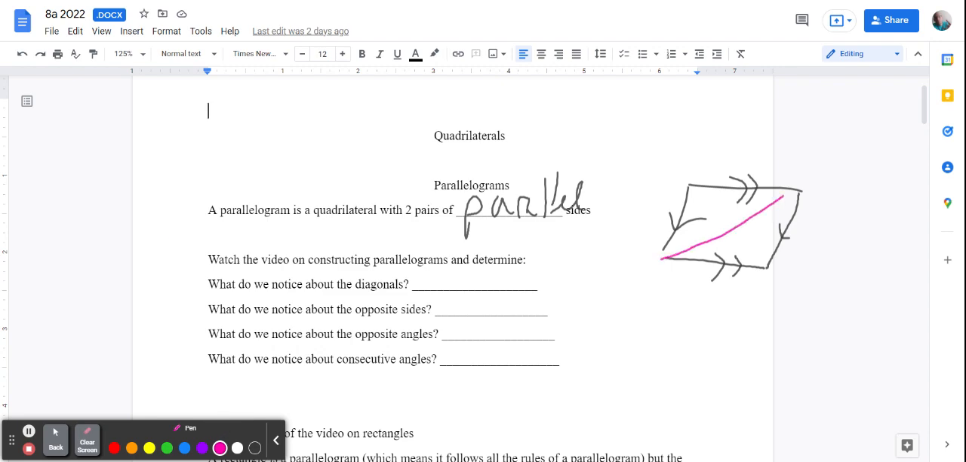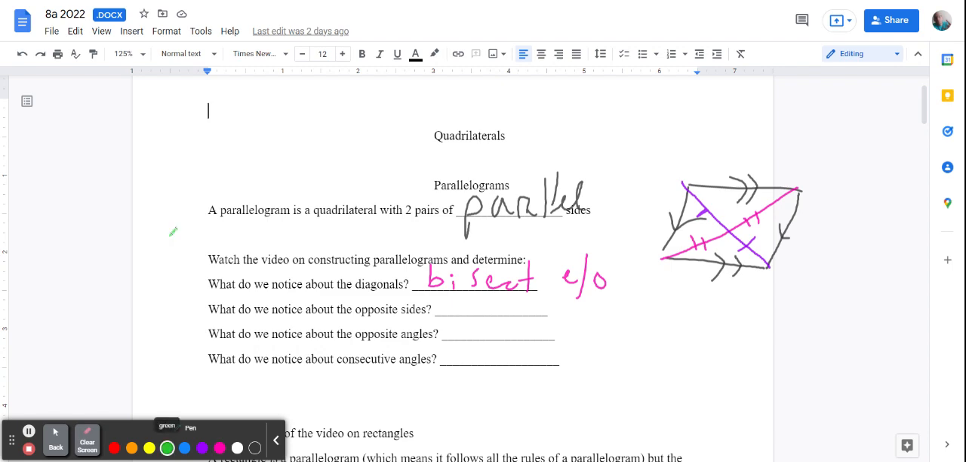In the other 8A video, we should notice a couple things. One is these two lines, this pink and purple line right here that I'm drawing, are the diagonals of a parallelogram. And what we should notice about the diagonals of a parallelogram is that they get split in half right in the middle right there, and they split each other in half. So what that means is they bisect each other. They cut each other in half.